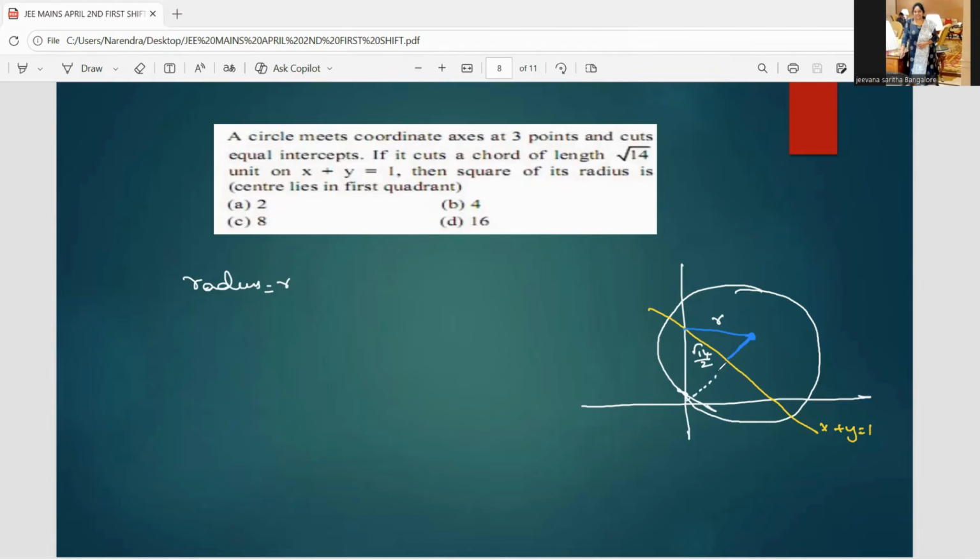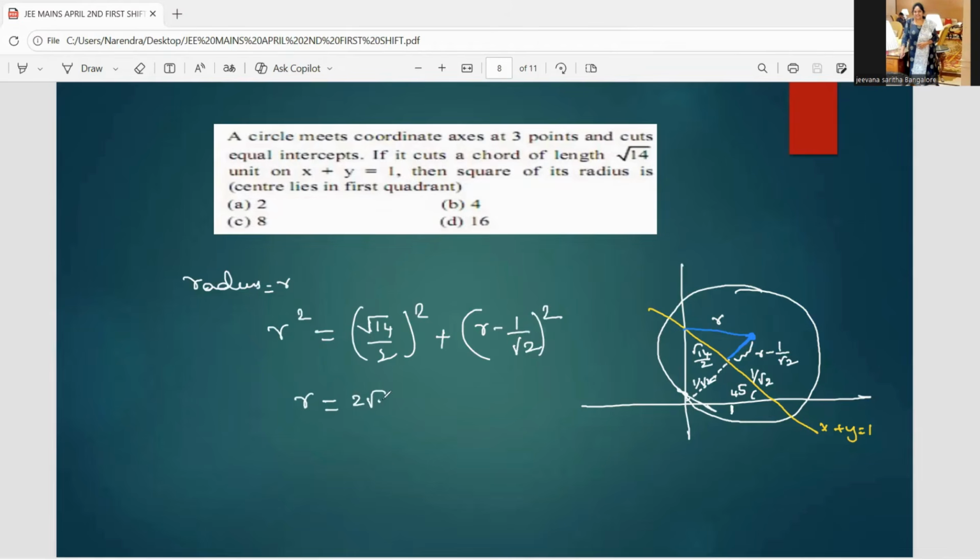For finding the other part, the distance from here to here is r. This part of the distance we can find from this triangle, which is 45 degrees, and this length is 1. So these two lengths will be 1 by root 2. So this part of the length would be r minus 1 by root 2. Then we use the Pythagoras rule here: r square is equal to root 14 by 2 whole square plus r minus 1 by root 2 whole square. So this is a quadratic equation. Upon solving it, r you will get as 2 root 2. r square would be 8.